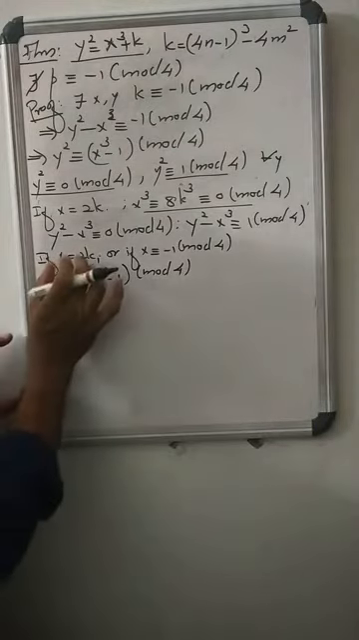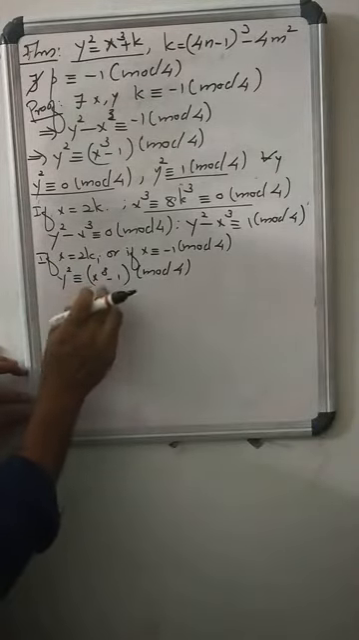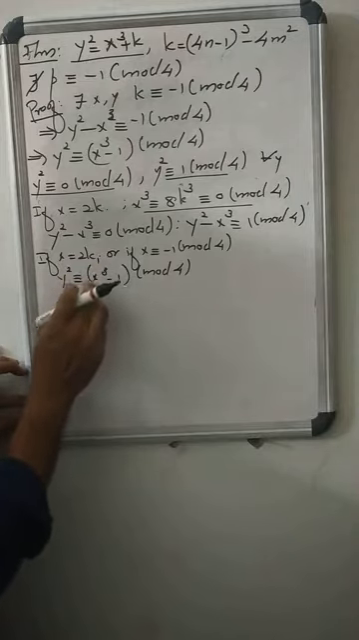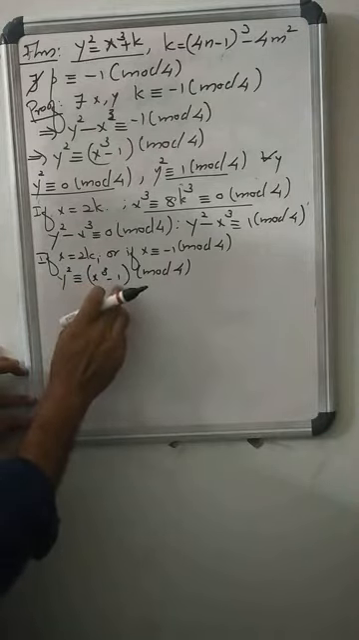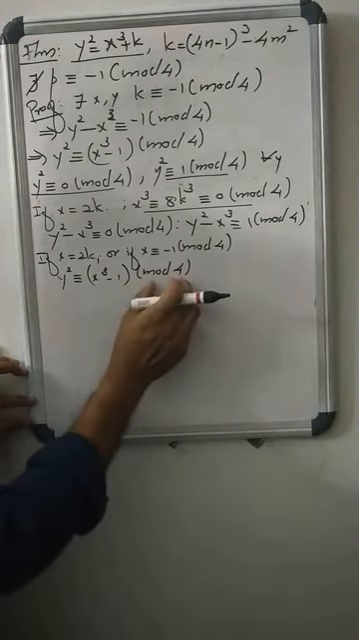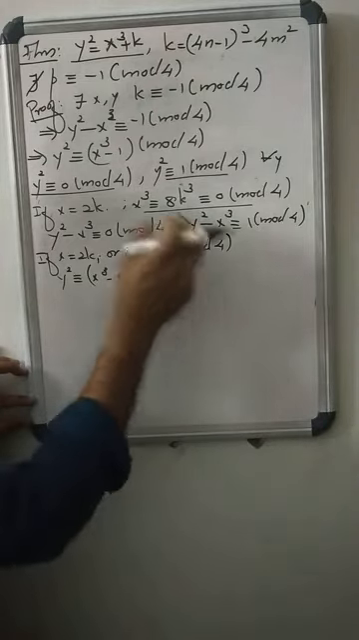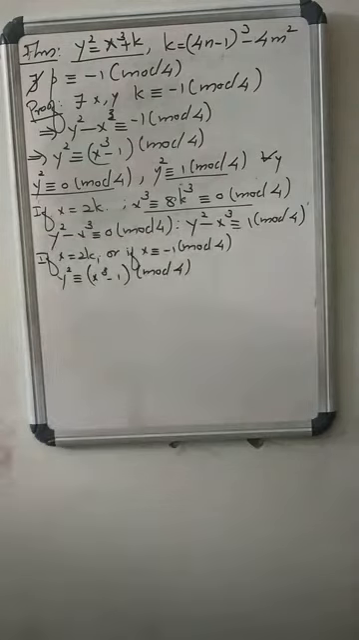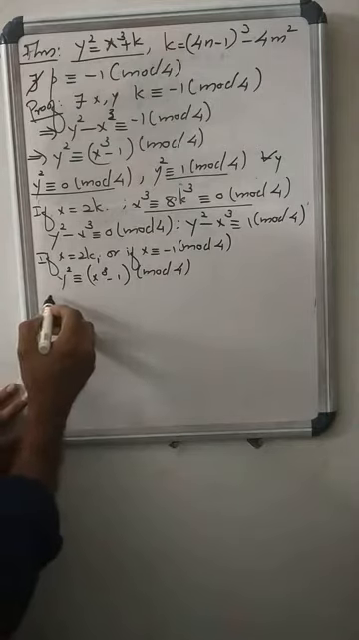When x equals 2k, x is even, and x cube is 8k cube. 8k cube is always an even number. Even minus 1 is an odd number. So y square congruent to an odd number mod 4 is impossible. Agreed. When x is congruent to minus 1 mod 4, y square congruent to x cube minus 1 mod 4 also does not satisfy. Clear? Yes.